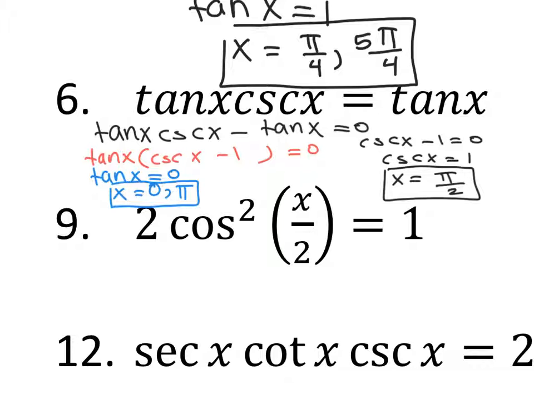Now remember, we talked about plugging in to make sure that this works. Tangent is sine over cosine, so cosine cannot be 0. The cosine of pi over 2 is 0, so that will make this an extraneous solution, because if you plug in pi over 2, that will give you something that's undefined. Now cosecant is 1 over sine. Sine of 0 is 0. Sine of pi is 0. So then I cannot accept those two solutions. So in this case, for something like number 6, I do not have a solution.